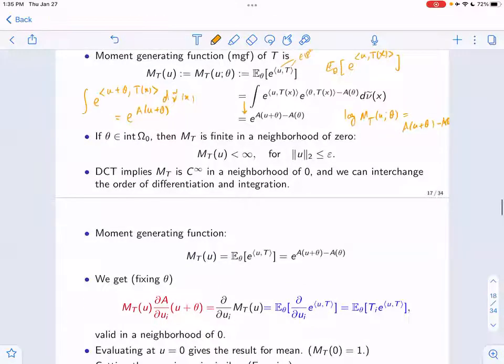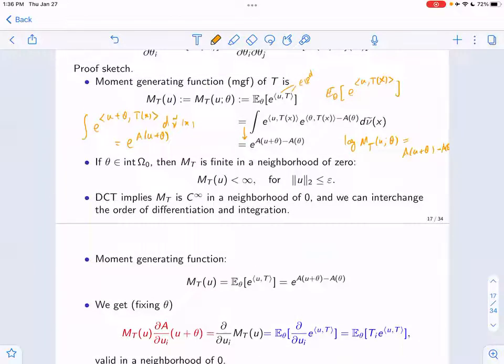The next part is some sort of a justification, because we want to take the derivative of this.